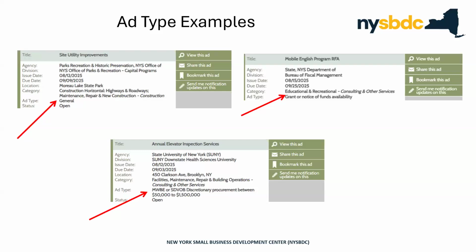So here are some of the examples of ad types, and you can see that they correlate with the options that you had chosen from. And we'll dig into how to navigate these ads, but you can see that they're all different. The ad type general, the MWBE, so there's all different options.